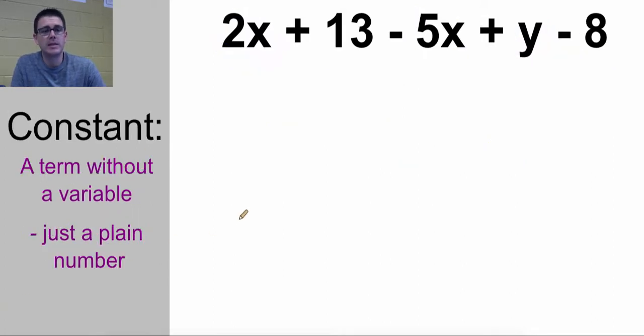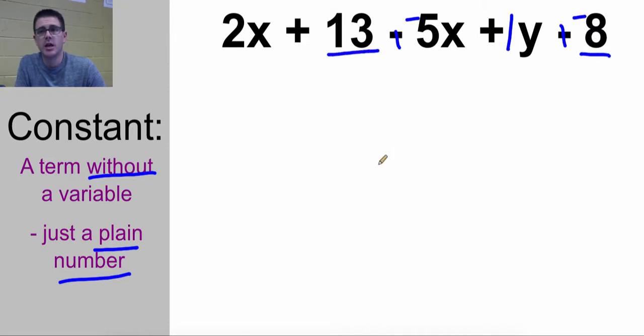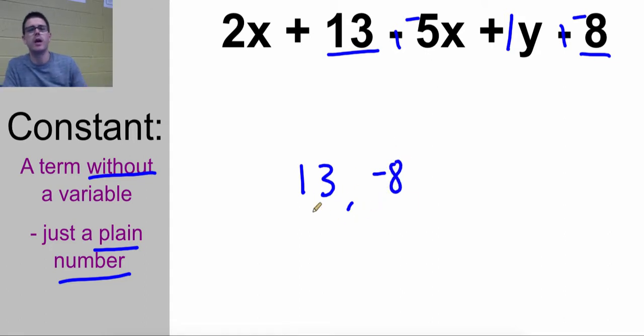Then we have constants. It's a term without a variable. I think of it as just a plain old number. So again, we want to make sure we've gotten rid of all of our subtraction. Our constants are our regular old numbers, no variables attached to them. So in this case, 13 and negative 8 are my constants. I always think of them as constantly boring. There's nothing else to them. It's just a plain number with no variable attached to it.